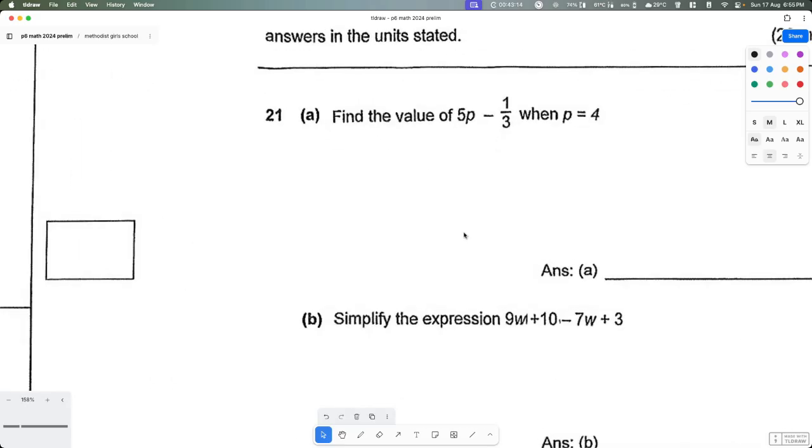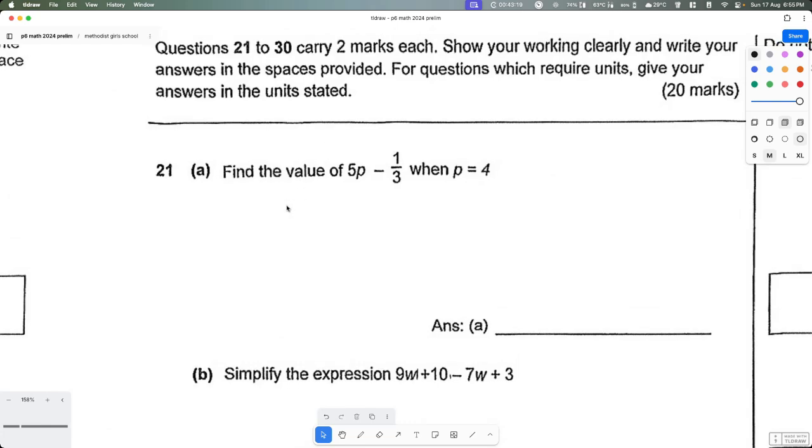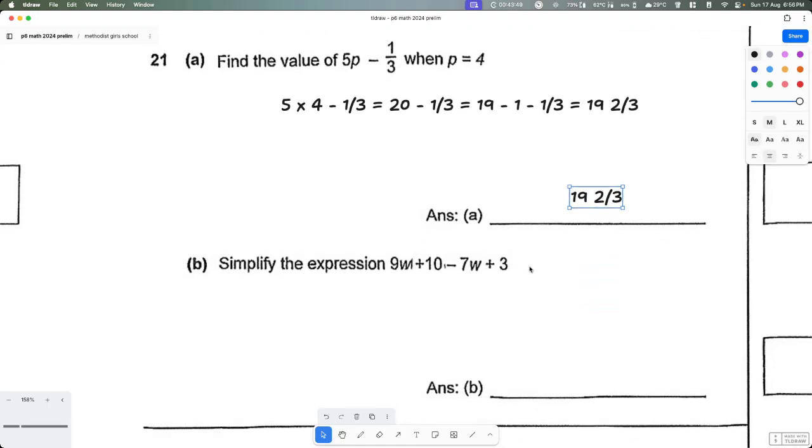Question 21. Find the value of 5p minus 1/3 when p is equal to 4. So 5 times 4 minus 1/3, which is equal to 20 minus 1/3, which is just 19. I'll break it down for you. 1 minus 1/3 is basically equal to 19 and 2 out of 3. That's it. Okay, let's move on to the next one. Part B, simplify the expression 9w plus 10 minus 7w plus 3.